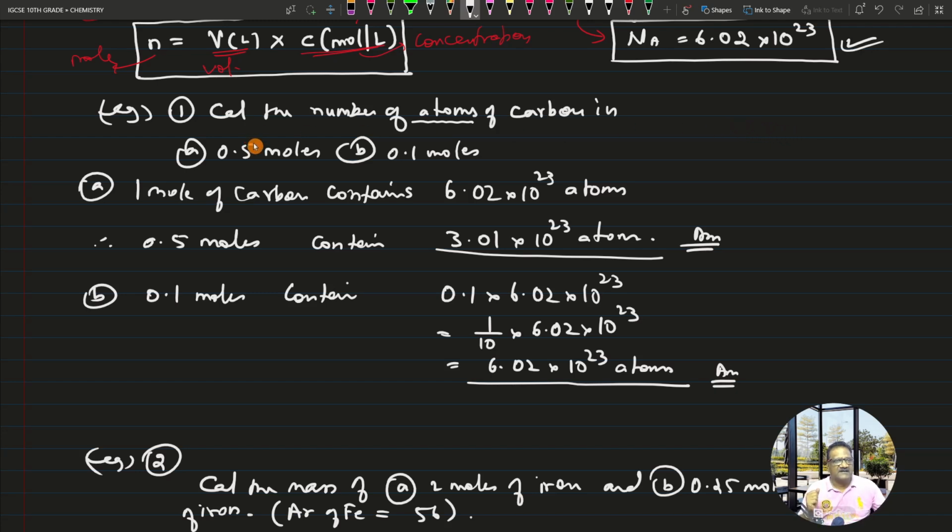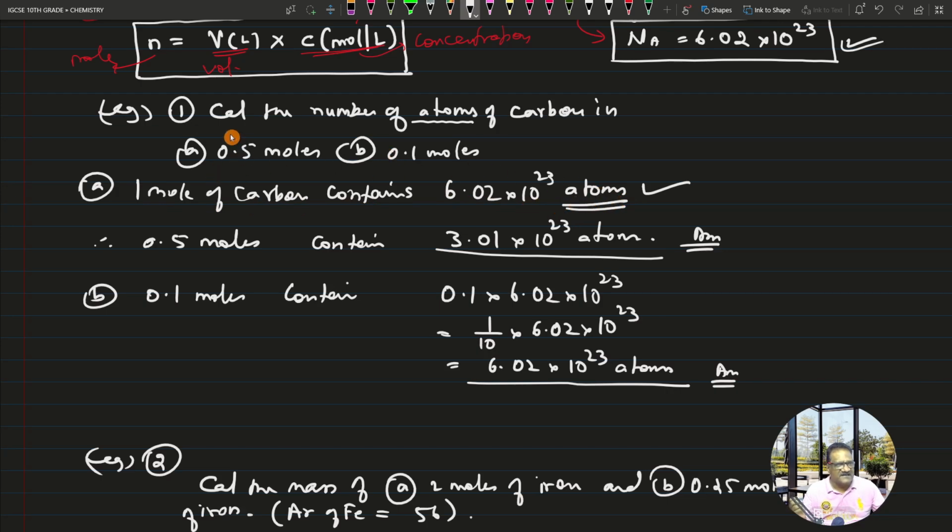You'll have to find out the number of atoms in 0.5 moles and 0.1 moles of carbon. So first, 1 mole of carbon contains 6.02 into 10 raised to 23 atoms. Now this is the definition of 1 mole. In a mole of any substance, you will have this many particles. Here we are talking about carbon atoms, so we will have to say that these particles are atoms. So 1 mole of carbon will contain 6.02 into 10 raised to 23 atoms.